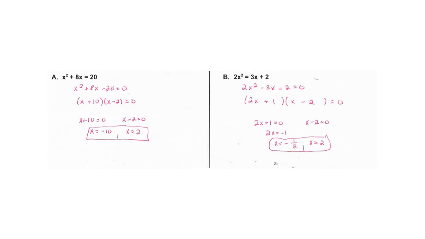The next one, we need to move the 3x over by subtracting it, and the 2 by subtracting it, setting it equal to 0. The factors of negative 2 that make this work are 1 and negative 2. So 2x plus 1 times x minus 2. If we FOILed that back out and tested it, we would get back to this original function. So it does work. And then we set both binomials equal to 0. We get x equals negative 1/2 and x equals positive 2.